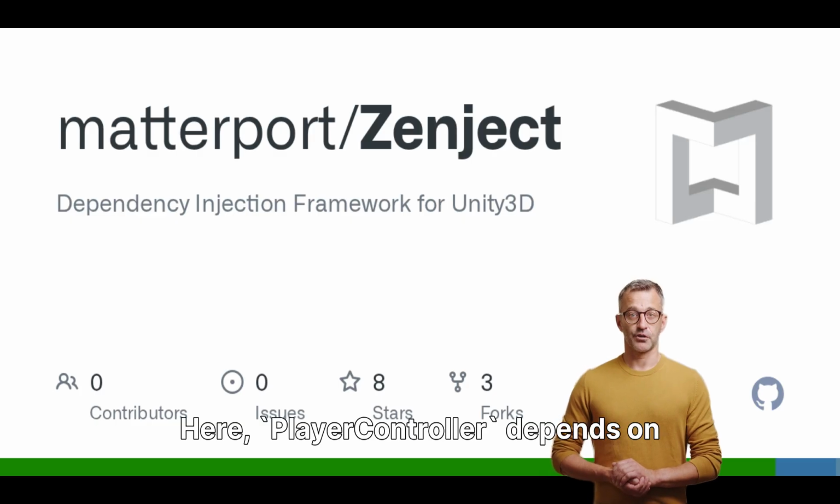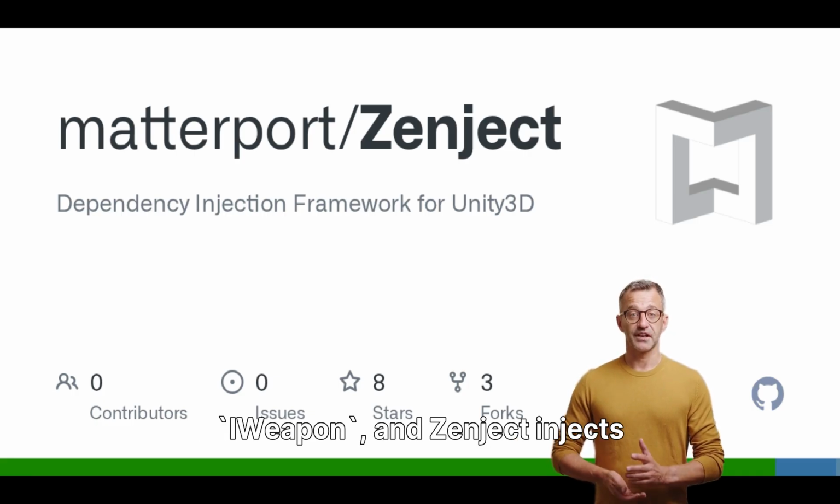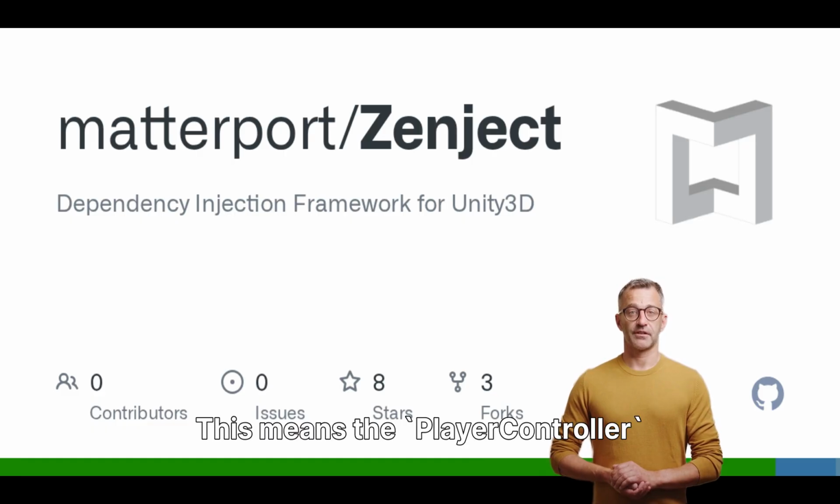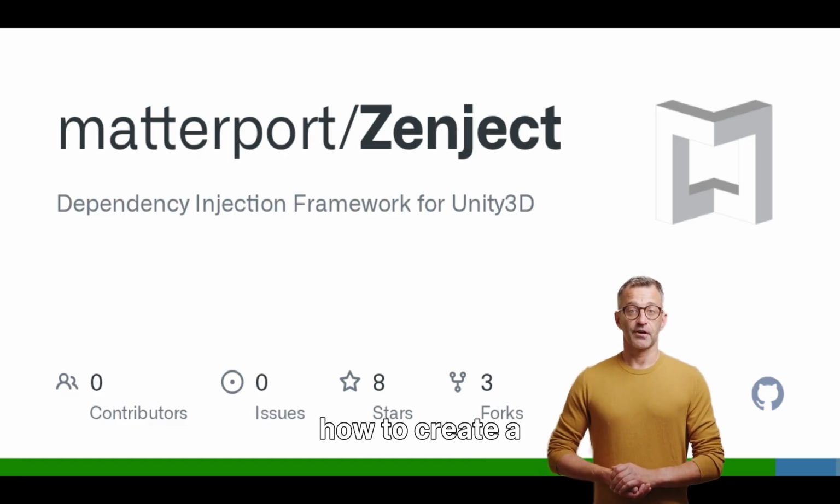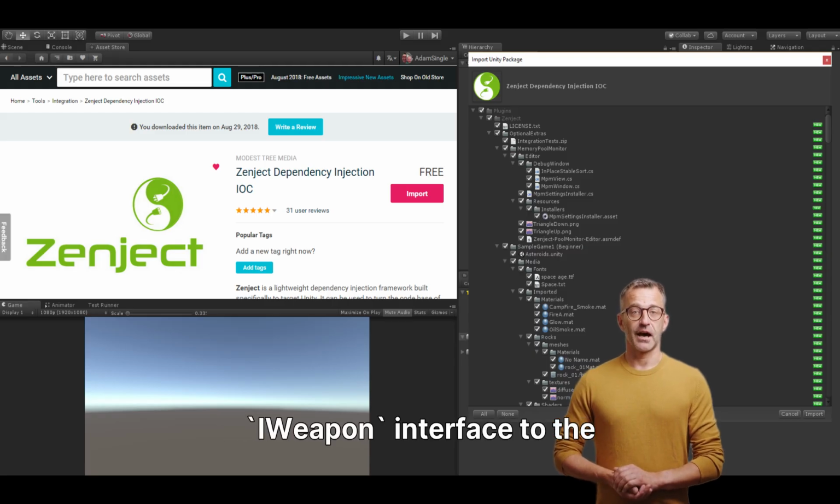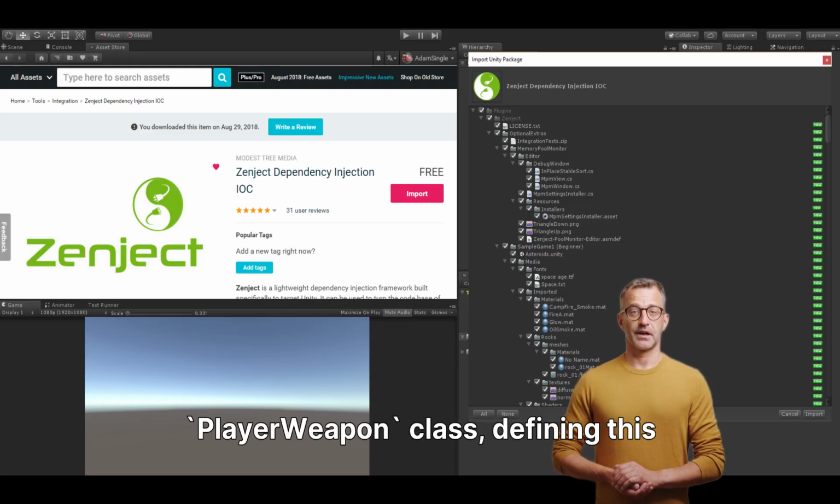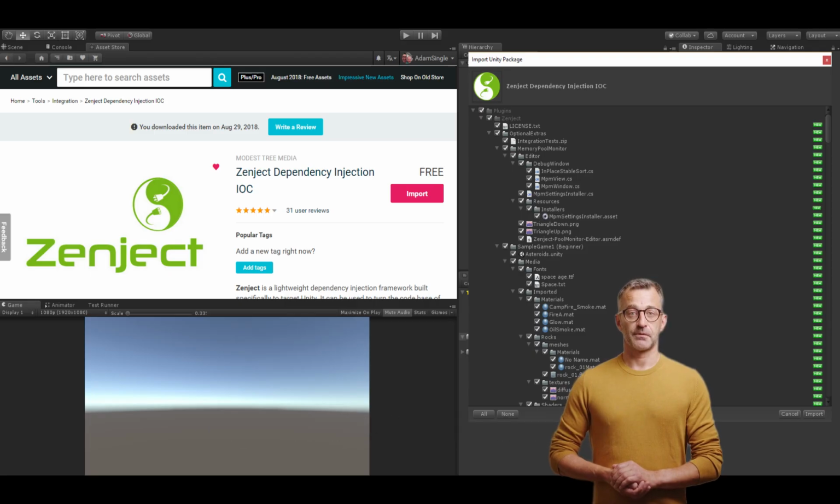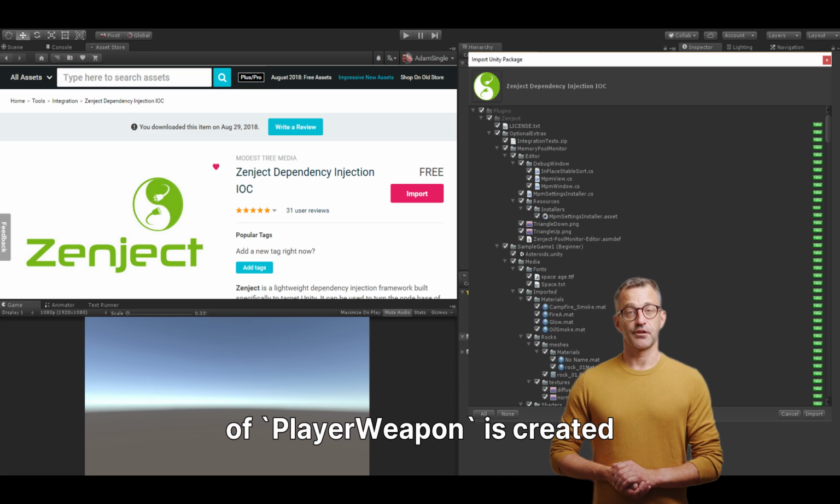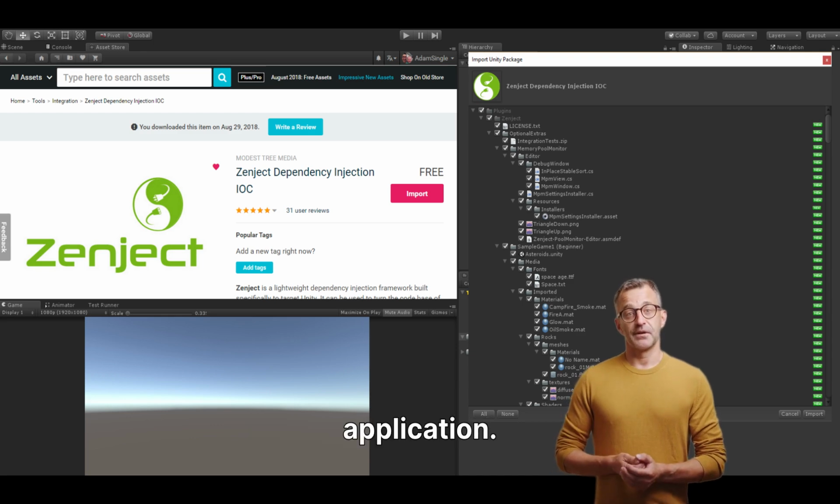Here, PlayerController depends on IWeapon, and Zinject injects an instance of PlayerWeapon through constructor injection. This means the PlayerController doesn't need to know how to create a weapon, it just receives one. The PlayerInstaller binds the IWeapon interface to the PlayerWeapon class, defining this relationship. The AsSingle method ensures that only one instance of PlayerWeapon is created and reused throughout the application.